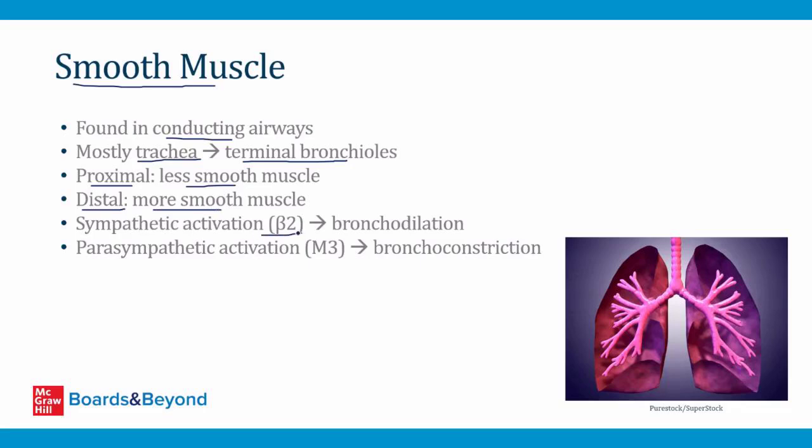Beta-2 receptors found on the smooth muscle in the lungs can be triggered by sympathetic activation, and this leads to bronchodilation. This is part of the sympathetic fight or flight response. You want the airways to dilate so more air can get in and out. In contrast, parasympathetic nerve fibers can activate M3 receptors, and this leads to bronchoconstriction. And this is basically a counterbalance to the sympathetic system.